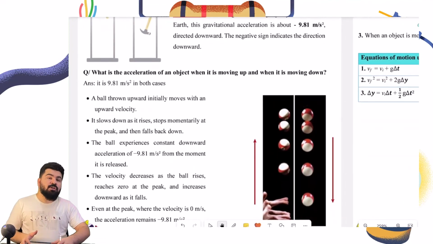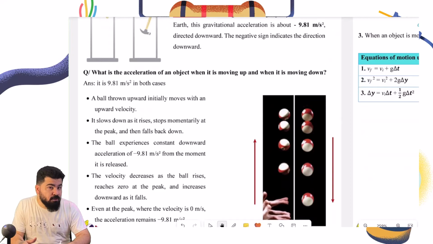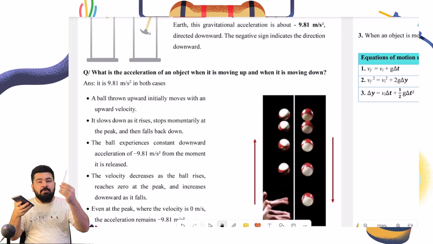Now, what is the acceleration? It is an important question here. What is the acceleration of a falling object? The acceleration of a falling object, I'm sure you have heard about this, is 9.81 meters per second squared. What is the acceleration if I ask you, for example, I have this calculator and I have this pen in my hand?